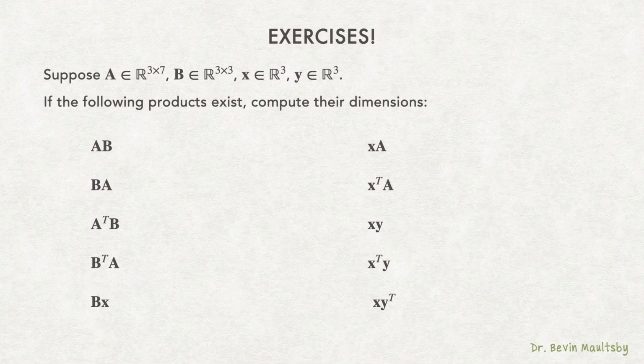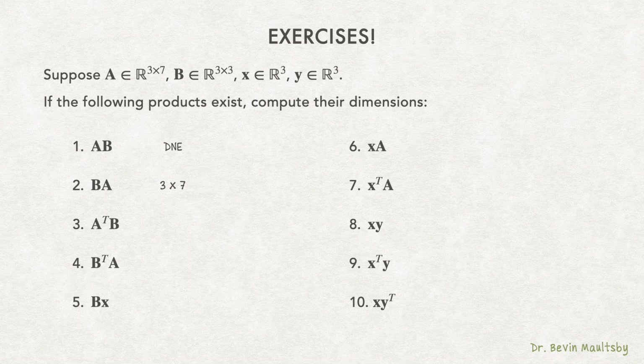Okay, let's see if your answers match mine. For the first one, can we multiply A times B? And the answer is no. This matrix product does not make sense because the inner dimensions do not match. The number of columns for A is 7, but the number of rows for B is 3. On the other hand, we can do B times A, and the result will be a 3 by 7 matrix.